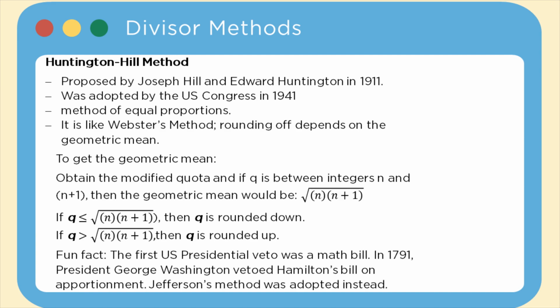A fun fact, the first U.S. presidential veto was a math bill. In 1791, President George Washington vetoed Hamilton's bill on apportionment. Jefferson's method was adopted instead.